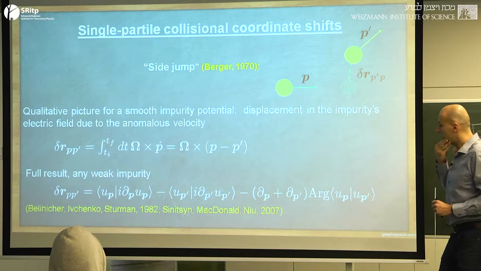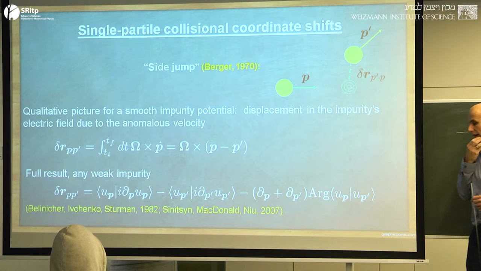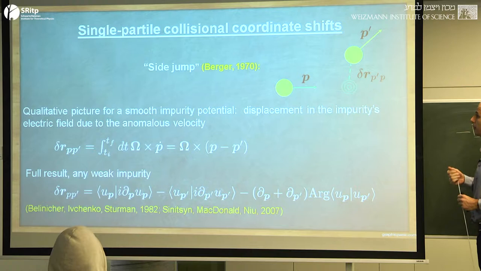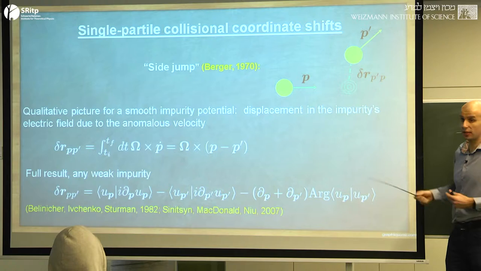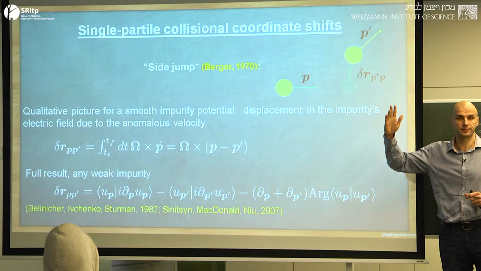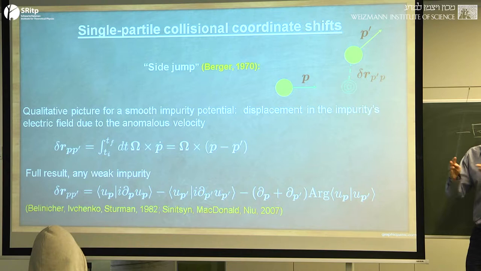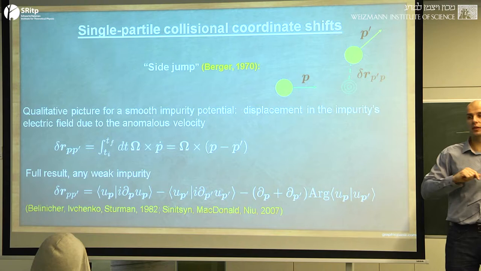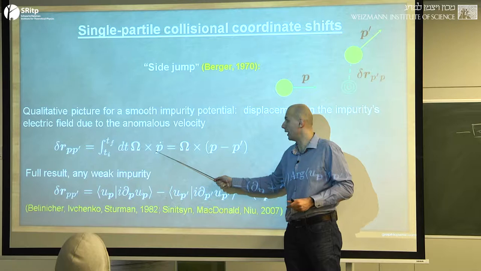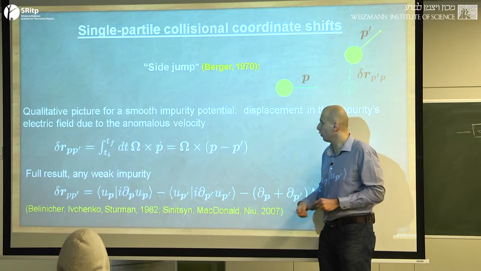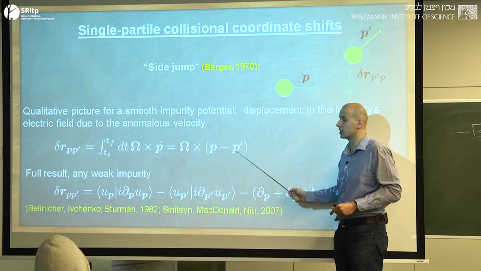So one effect of band geometry in collisions is very well known in single particle mechanics of electrons in crystals with Berry curvature, and it's known under the name of the side jump. So it turns out when an electron collides with an impurity, it's a collision even though the other object is not an electron, it actually gets shifted in real space. To understand that is very simple in principle if the impurity is very smooth, right? Then you can consider this collision almost classically. You just go into the impurity field, there is this anomalous velocity that we discussed yesterday, omega crossed with the force that acts on the electron. So if omega, the Berry curvature, is roughly constant, what you get is a net shift of the electron that is given by this expression, omega cross (p minus p prime). So the electron gets shifted, gets displaced during the collision.